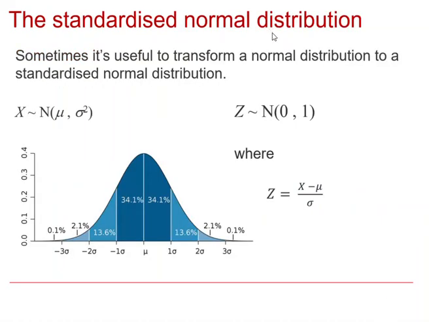You should have met the standardized normal distribution and realize that sometimes it's useful to transform a normal distribution x to a standardized normal distribution z with mean 0, standard deviation 1, and that relates to this diagram you've seen before where z is x minus the mean divided by the standard deviation. And you will find z-scores in the formula book in the table that gives you the percentage points for the normal distribution.